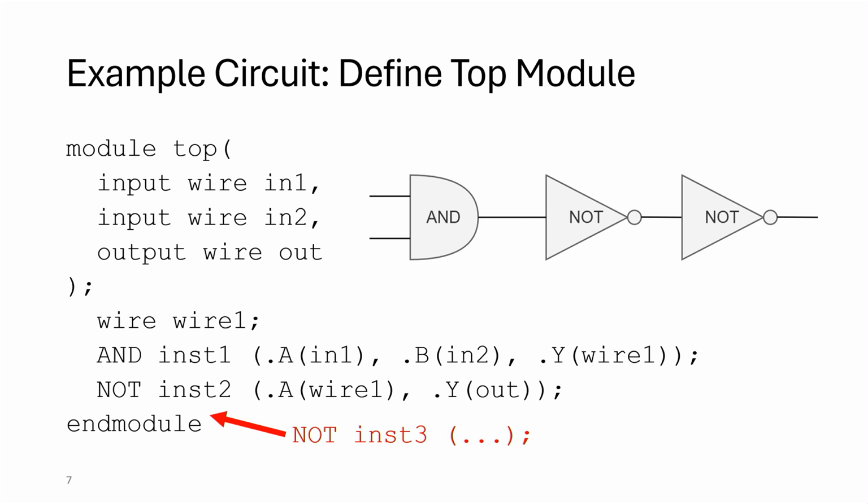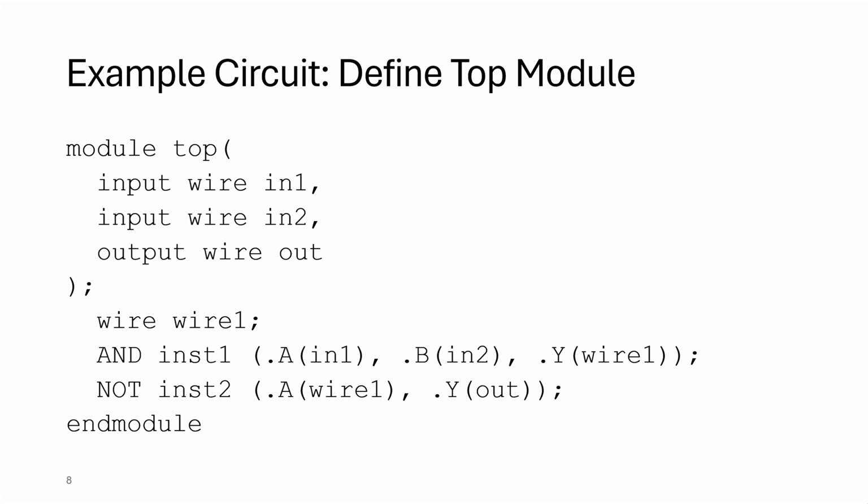For the connections for each of these modules, I use explicit connections by name. So the input wire in1 is connected to port A of inst1. Input wire in2 is connected to port B of inst1, and so on. Do note that I had to create an internal wire to connect inst1 to inst2. This wire has the arbitrary name of wire1. So that completes our Verilog definition of the simple circuit.